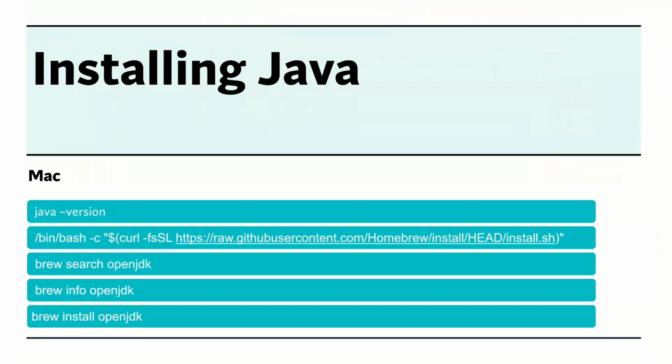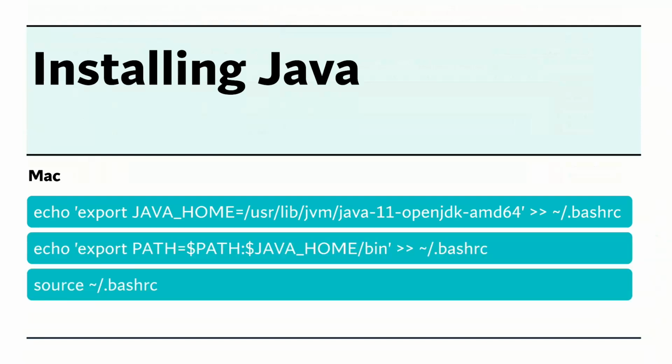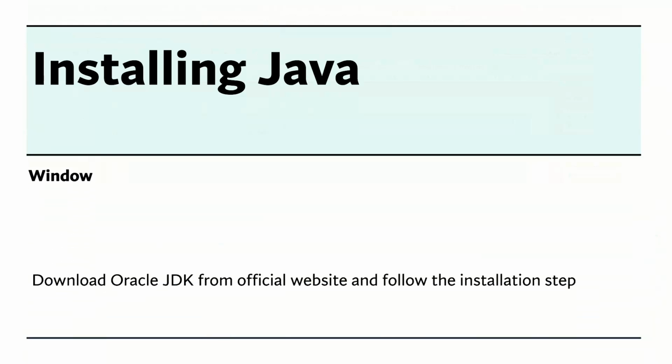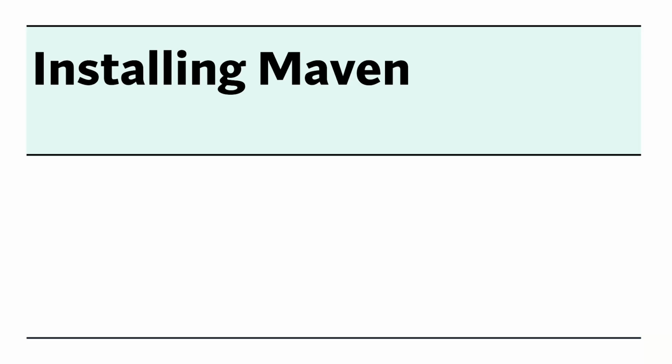Once the JDK is installed, run all three commands shown on screen one by one to set Java home. To verify Java is installed, run java -version in the terminal again. You should see the version information of the JDK. For Windows, download the JDK from the Oracle official site and follow the installation instructions.